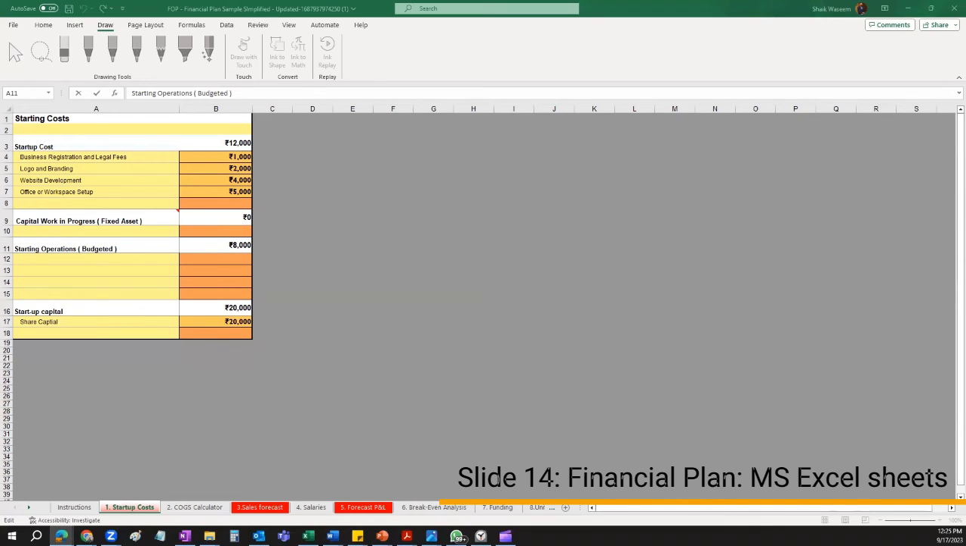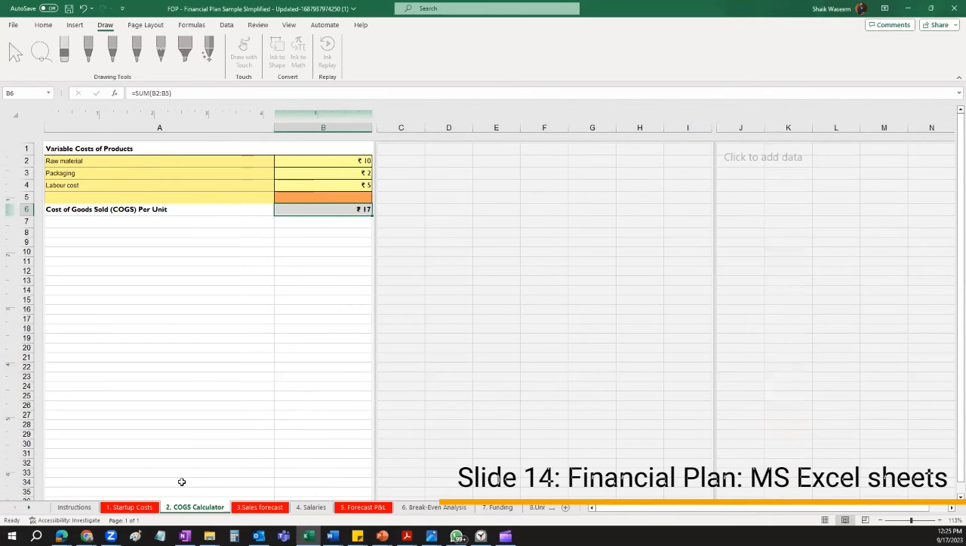The capital covers the essential expenses during the early stage of the venture. The sources of startup capital can be personal savings, money taken from friends and family, banks, loans, government grants, etc. Going to the next slide, we have COGS, cost of goods sold.